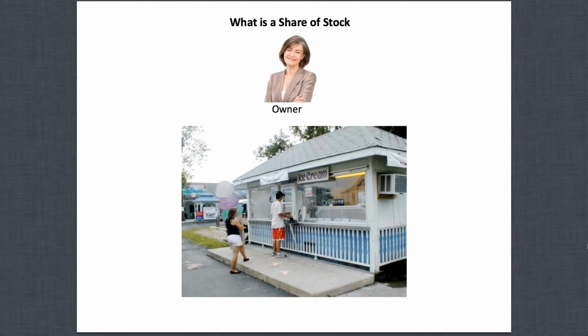So let's say she's having a hard time selling her business for $200,000, and now she wants to sell it for $100,000. So that ice cream stand that you see right there on the screen, she's trying to sell that small business for $100,000. And she's really having a lot of problems doing that. And so maybe she's going to break the company down into shares.